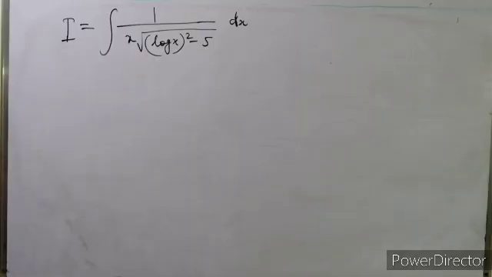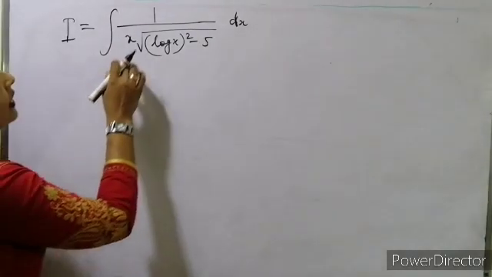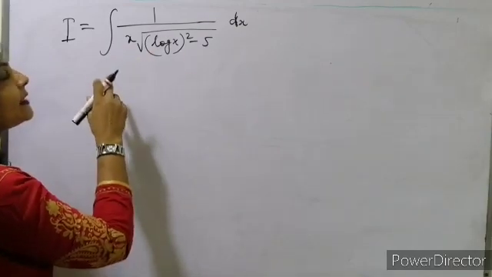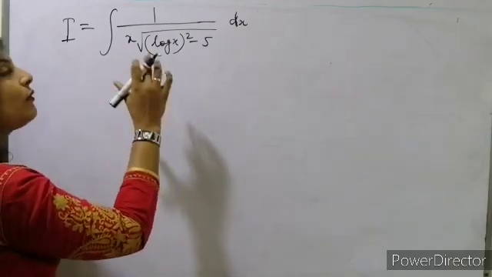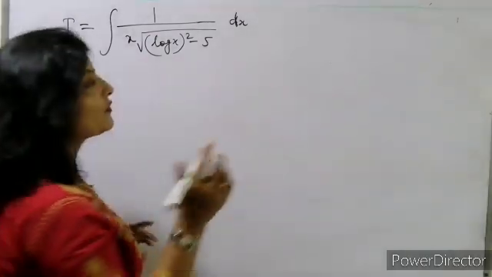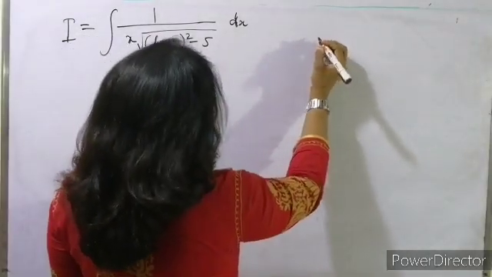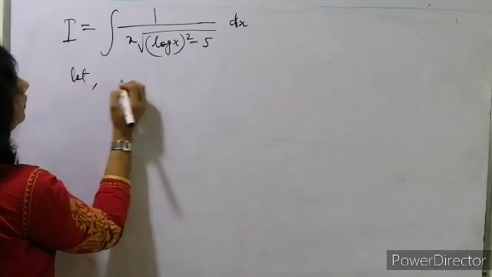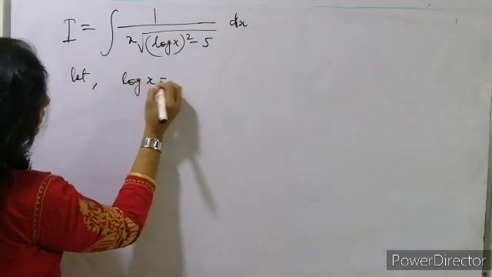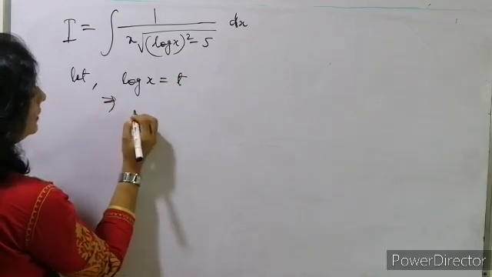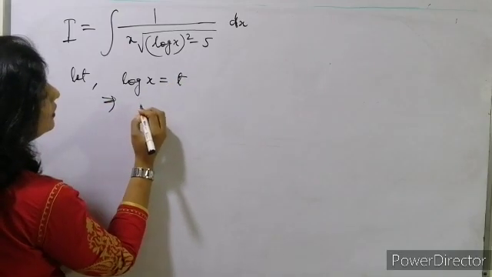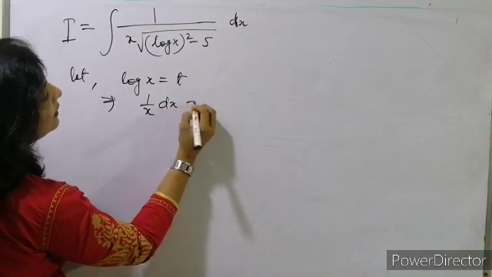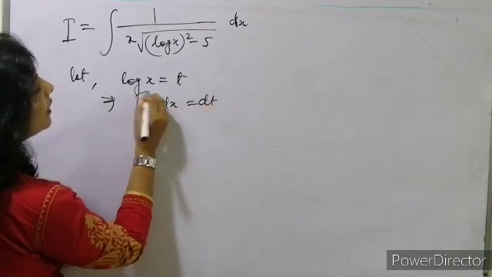Okay, so we have a different kind of question. See, we have to find out the integral of this function 1 upon x into square root of log of x का square minus 5. So what we can do, first of all हम let log of x को हम t ले लेते हैं. Then 1 upon x dx will be equal to dt होगा.